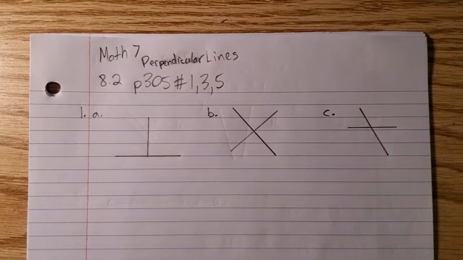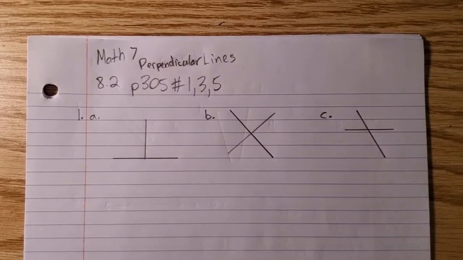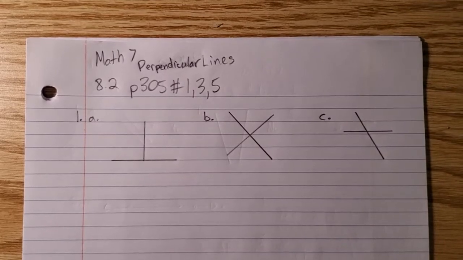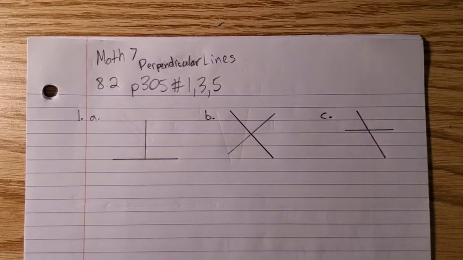Hey, grade 7s, this is Math 7, lesson 8.2. It's on perpendicular lines, page 305, number 1, 3, and 5.